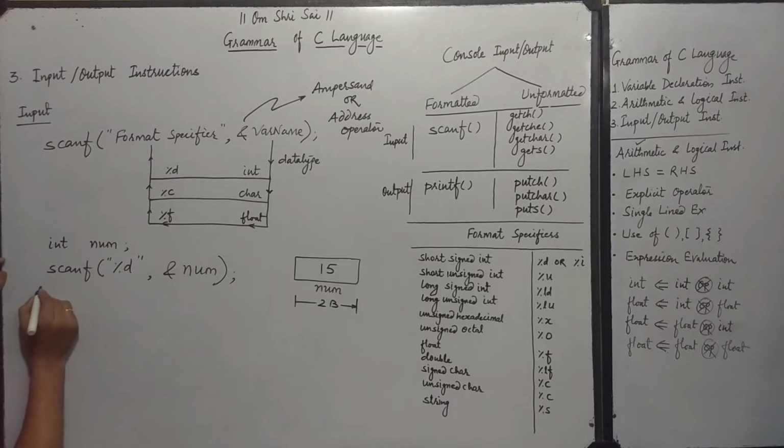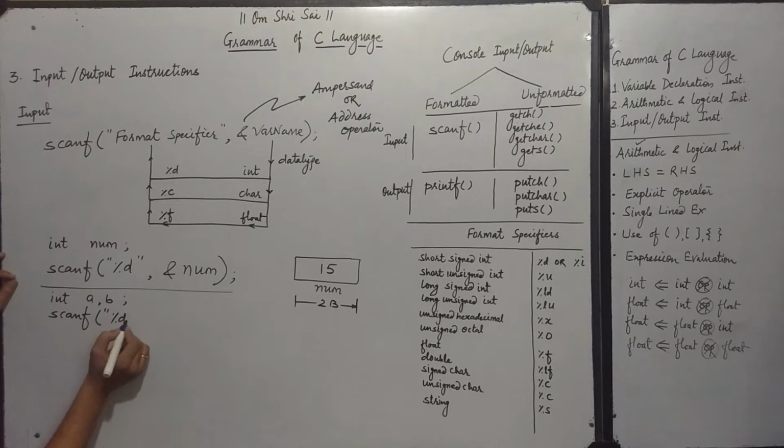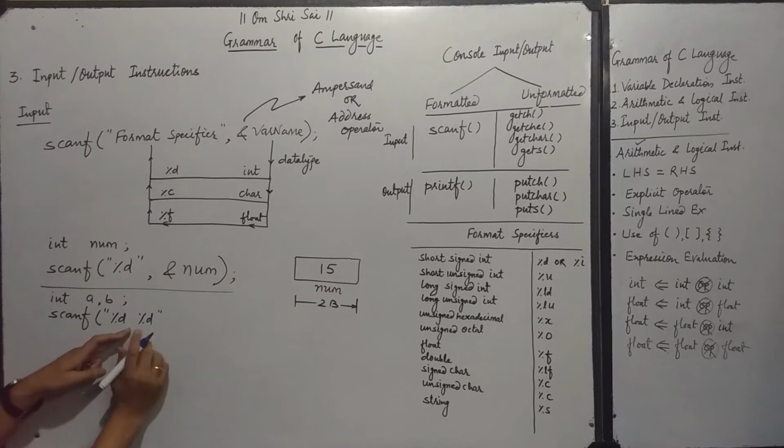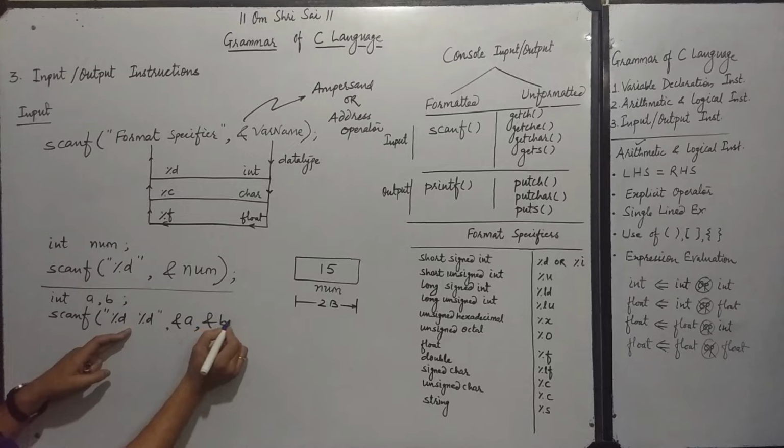Now take the example of multiple variables. Let us say, for example, I have two variables, let's say a comma b. Now what should be the syntax for scanning? So we must write scanf. Then as we are scanning two integer values, two %d will be required. One space may be placed over here, then comma, then ampersand a comma ampersand b.